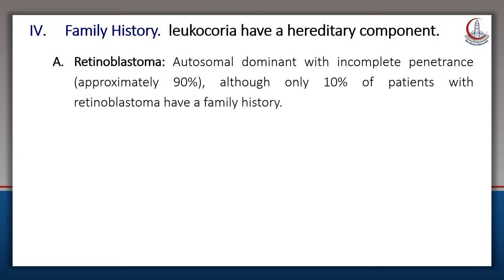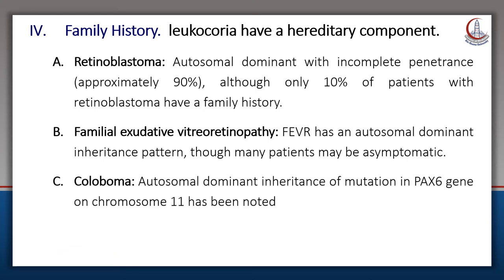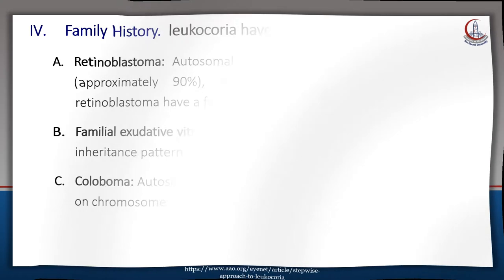As we know, the retinoblastoma can be autosomal dominant with incomplete penetrance, but however, only nearly 10% of the patients have family history. Also, familial exudative retinopathy can have a family history, and some of the affected family members can be asymptomatic. Also, coloboma has been reported to have some autosomal dominant inheritance to chromosome 11.